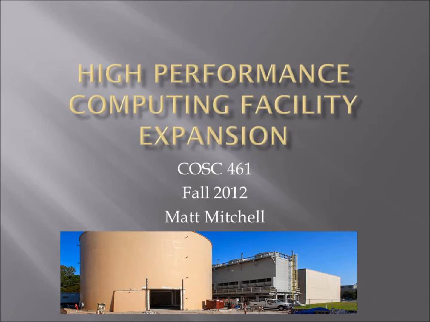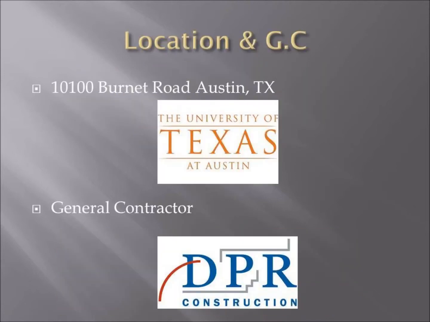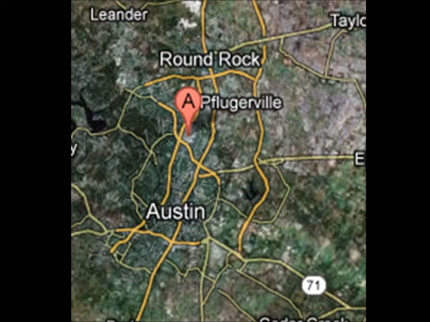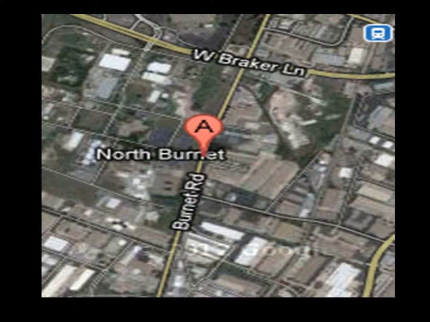The project I am presenting is the High Performance Computing Facility Chiller Plant Expansion. The owner of the project is the University of Texas at Austin, and the contractor for the project is DPR Construction. The location of the project is 10,100 Burnett Road, Austin, Texas.